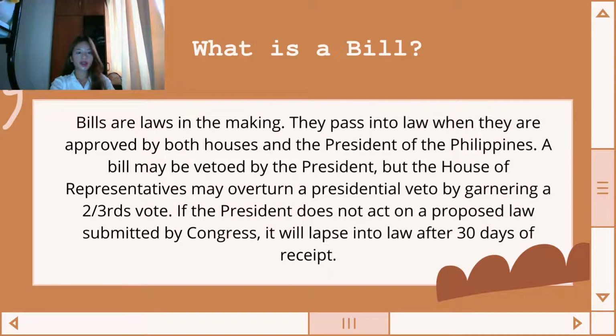Bills, on the other hand, are laws in the making. They pass into law when they are approved by both houses and the President of the Philippines. A bill may be vetoed by the President, but Congress may overturn a presidential veto by garnering a 2/3 vote. If the President does not act on a proposed law submitted by Congress, it will lapse into law after 30 days of receipt.